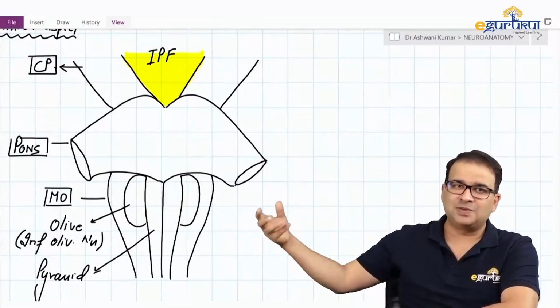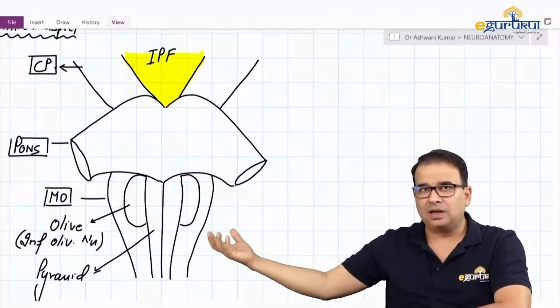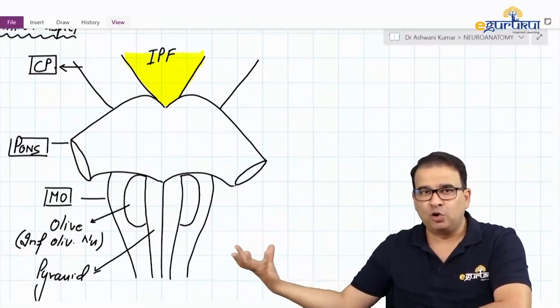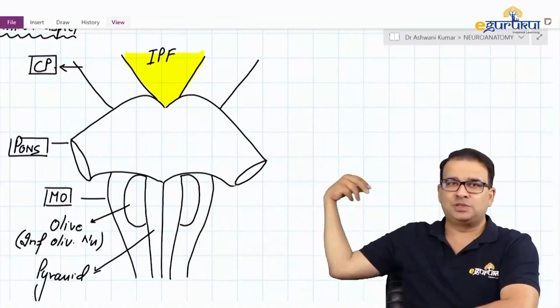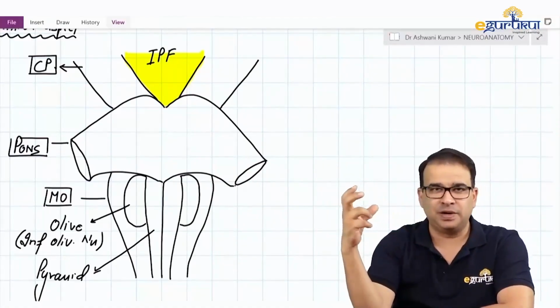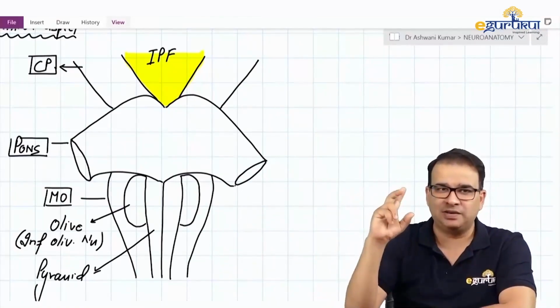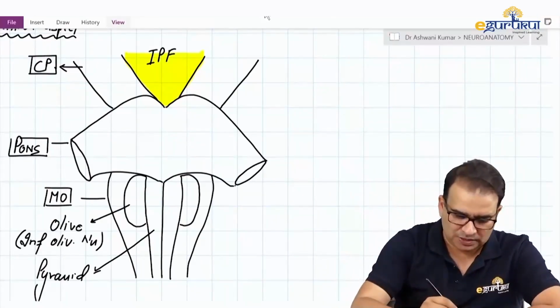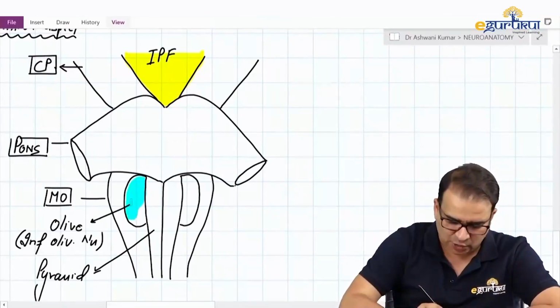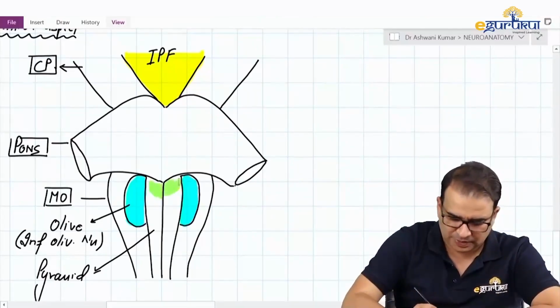So all the peduncles, whether it is midbrain peduncle or medullary peduncle, they all go toward the pons first, and then they enter into cerebellum. That's why the word bridge is given to it. And then we have medulla. From the ventral aspect of medulla, the two major elevations that you will appreciate: one is olive. Let me just highlight them so that we can see how cranial nerves are coming out. This is olive, and more close to the midline, that's pyramid.